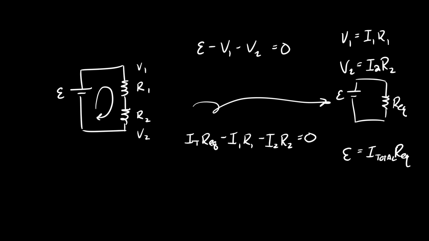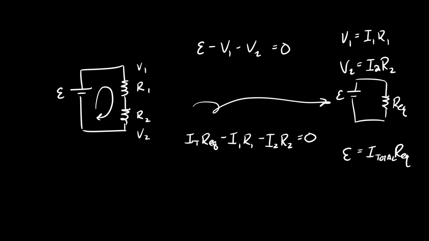How many places does the current split up in going from one side of the battery to the other? It doesn't split up. There are no junctions in this circuit. Because there's no junction, there's never a place where the current could split up. That would suggest that there's only one current passing through this circuit. That is Kirchhoff's second rule, correct?